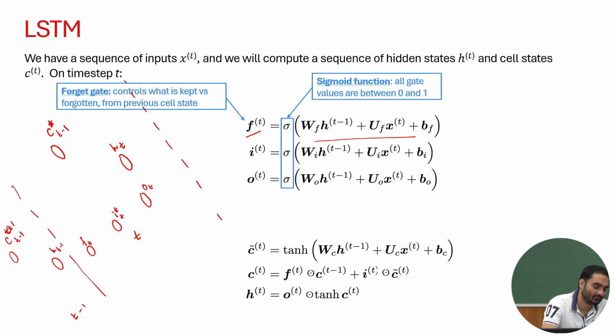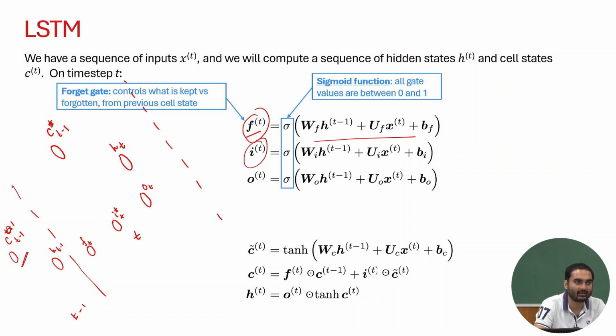Now remember, at timestamp t minus 1 you have some information stored in ct minus 1. Either you want to move the entire information from t minus 1 to t, or you want to move a part of this to t. So how much you want to forget and how much you want to move will be decided by f. You will see that f will be attached with ct minus 1. F will decide how much content you want to move from ct minus 1 to t.